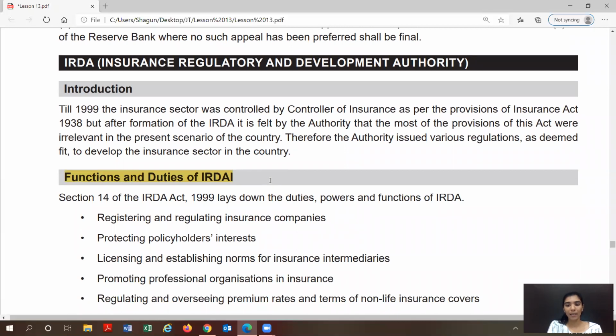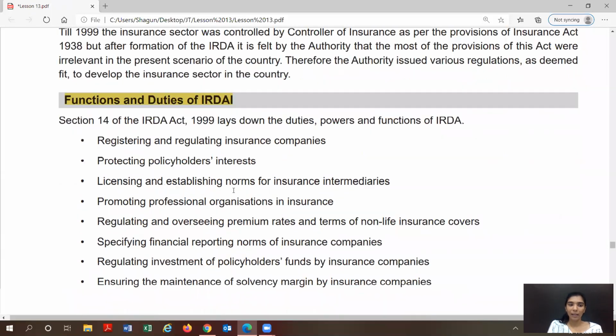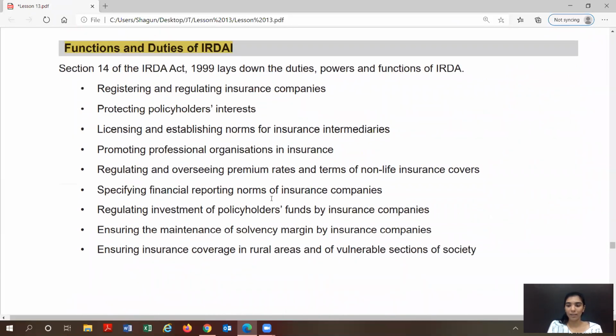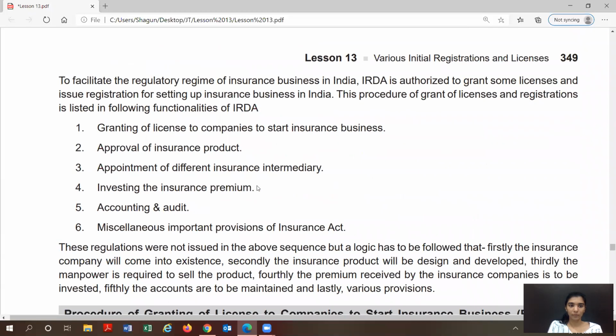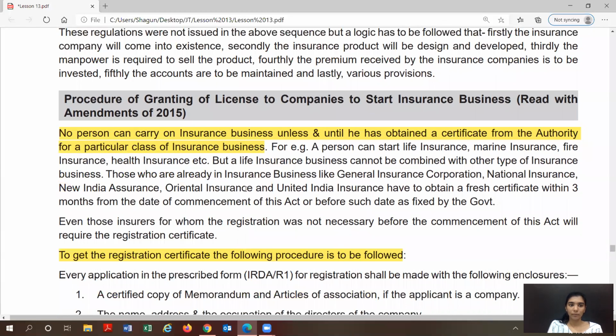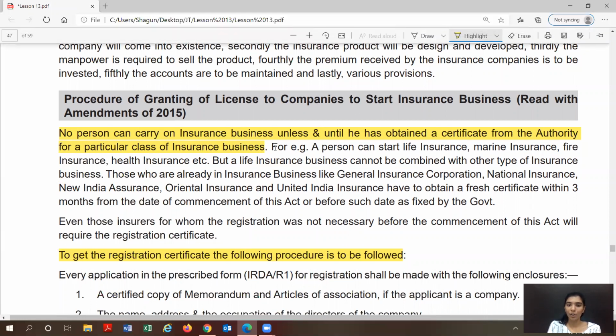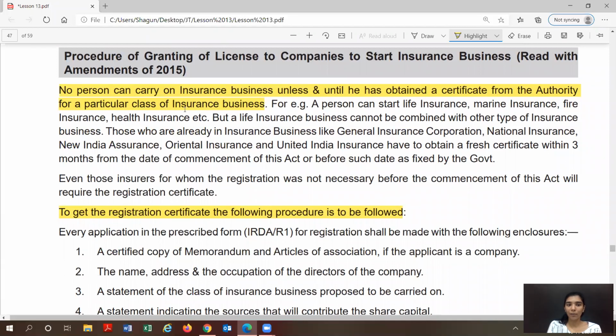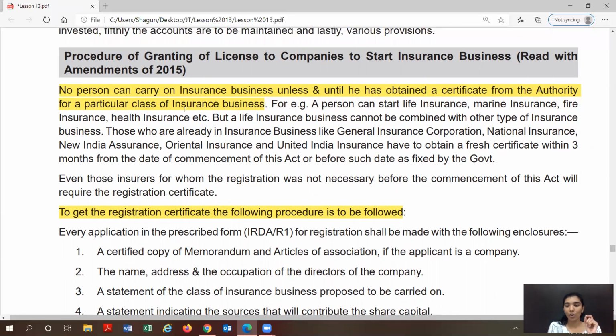Next होता है insurance companies. They are regulated by the IRDA or the Insurance Regulatory and Development Authority. It has got various functions. They will protect the interests of the insurance companies and the insurance holders. Procedure for granting of license to companies to start insurance business. No person can start insurance business unless they have obtained a certificate from the IRDA for a particular kind of insurance business. You have to take insurance business-wise license. For particular type of insurance, like fire insurance के लिए अलग license होगा, marine insurance के लिए अलग license होगा.